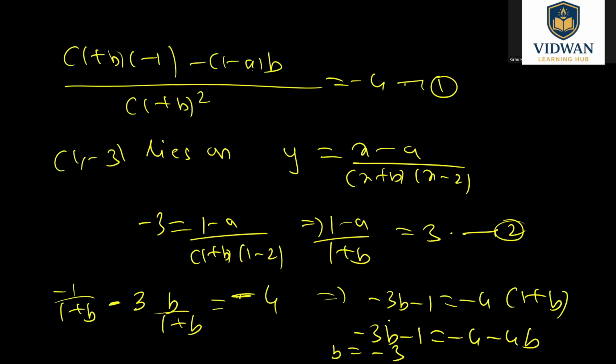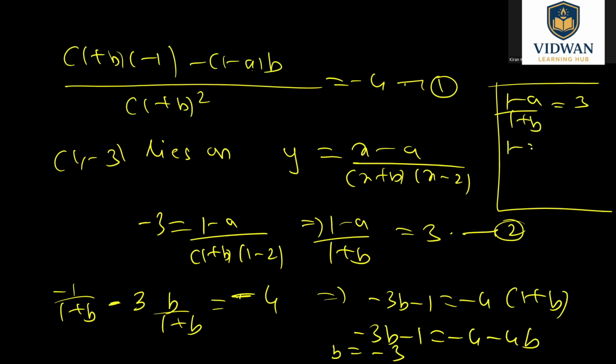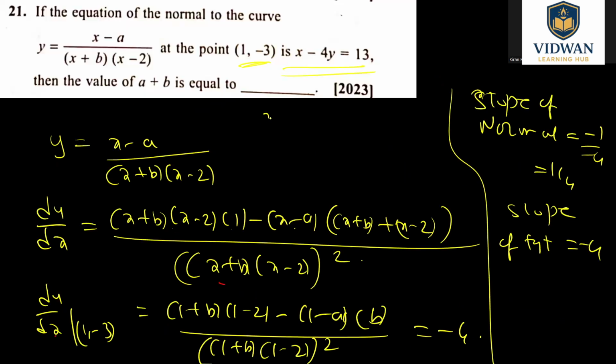And once you know the value of b, again you can substitute here and find a. So 1 minus a by 1 plus b is 3. So if you write the value of b as minus 3, you'll get 1 minus a by 1 minus 3 equal to 3. So 1 minus a equal to minus 2 into 3, minus 6. So a will be equal to 7. So a is 7, b is minus 3. So a plus b is therefore 4.